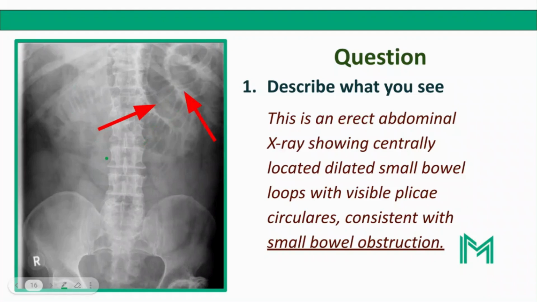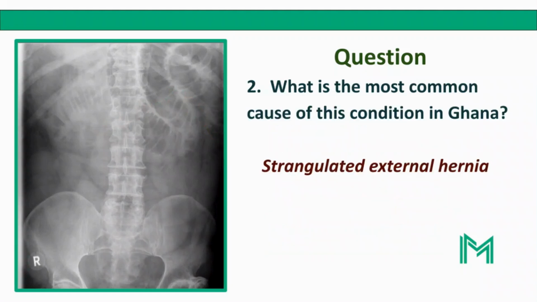All right, so back to our question. Now we can appreciate why, when we describe this X-ray, we can accurately say that this is an erect abdominal X-ray which shows centrally dilated small bowel loops with visible plicae circulares. Where the arrows are pointing, it shows us the visible plicae circulares. And remember, the plicae circulares or the mucosal fold extends along the full width of the small bowel. So this is consistent with a small bowel obstruction.